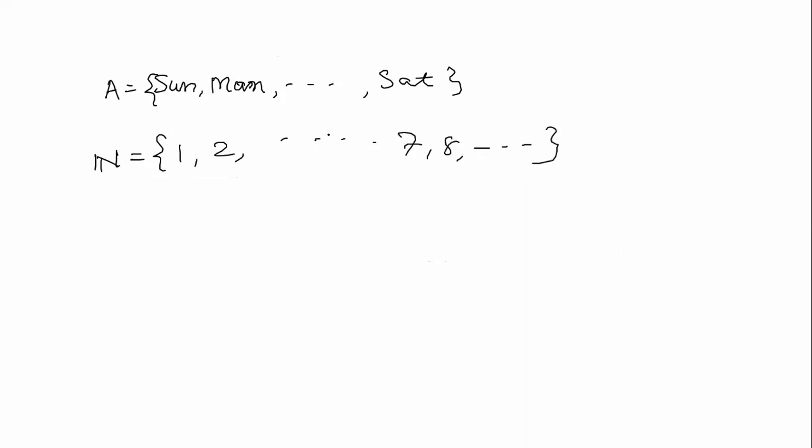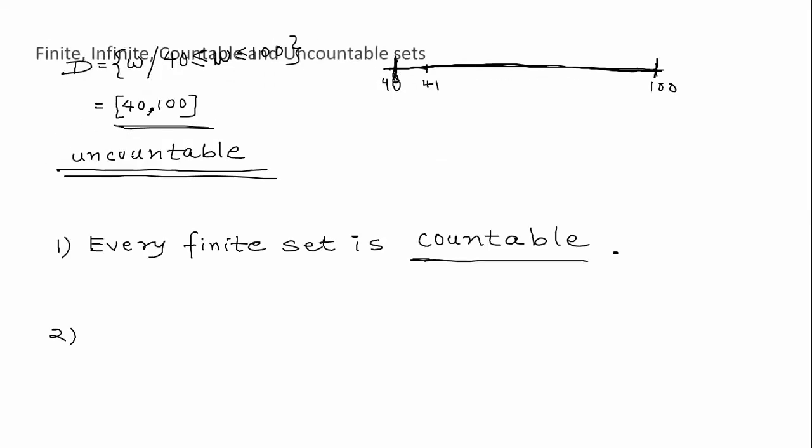Suppose this is Sunday, Monday, like that, and the 7th is Saturday. Now the set of natural numbers: 1, 2, 3, 4, 5, 6, 7, 8, 9, and so on. Sunday corresponds to 1, Monday 2, and Saturday will correspond to 7. But what is our definition? A set is said to be countable if the elements in that set can be assigned a one-to-one correspondence. Every element in set A has a corresponding element in the set of natural numbers. So A is countable. In fact, every finite set is countable.